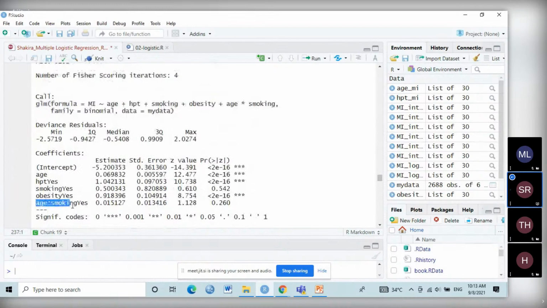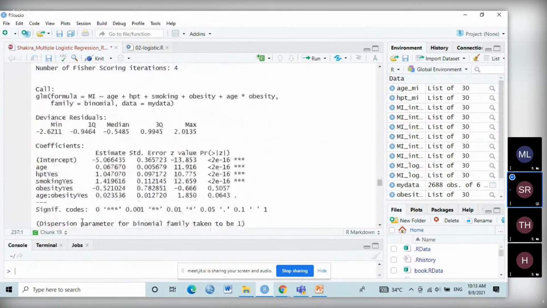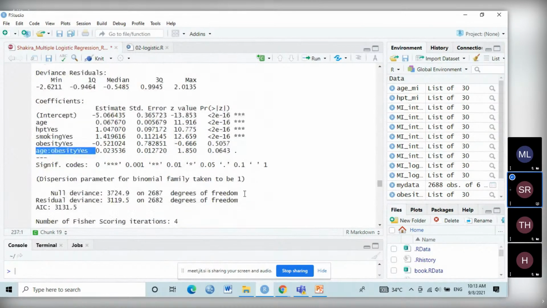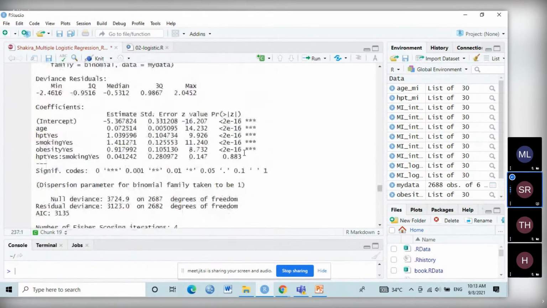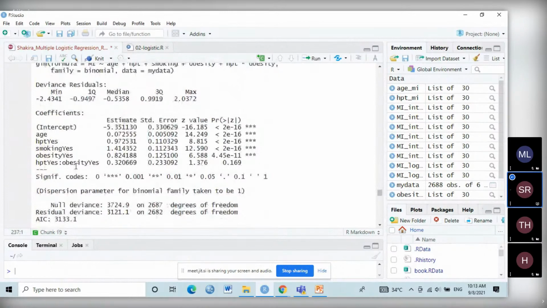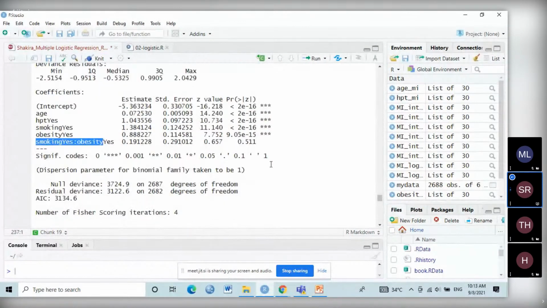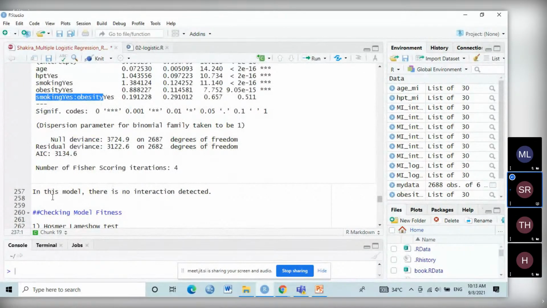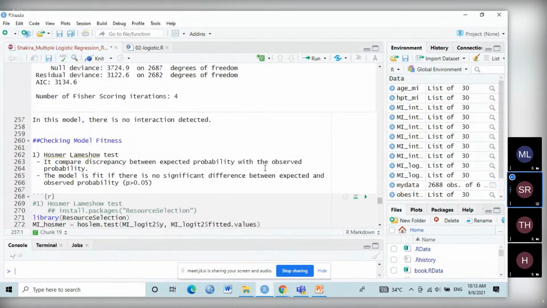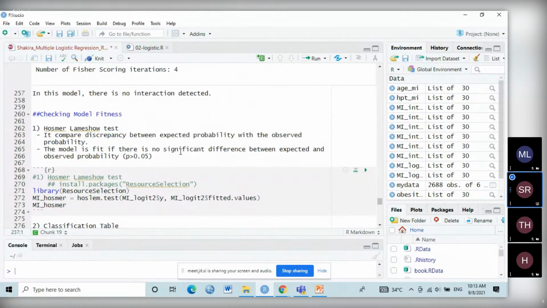Next adalah age dengan smoking. P-value dia also not significant, so no interaction. And then next age dengan obesity. So also not significant, 0.06. And then hypertension dengan smoking, also not significant. And then hypertension and obesity, not significant. And last is smoking and obesity, 0.511, also not significant. So we can conclude that in this model there is no interaction detected lah. Okay, so good lah. And then next we check our model fitness.